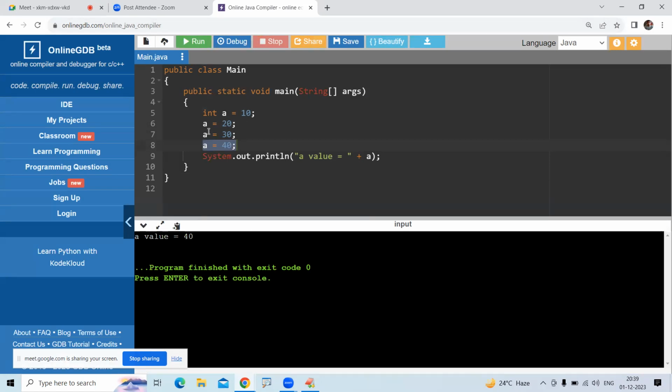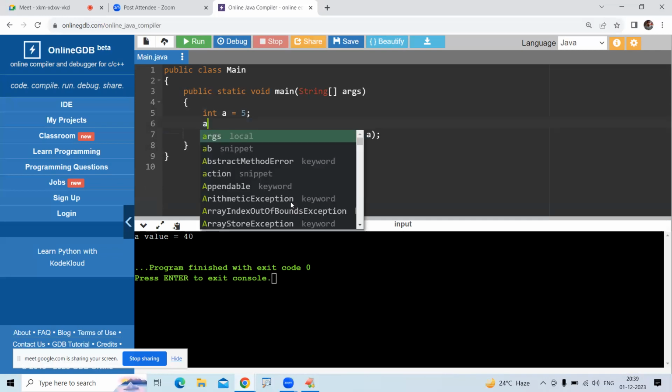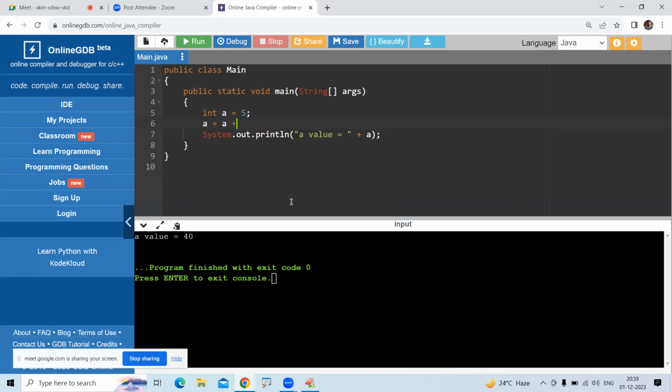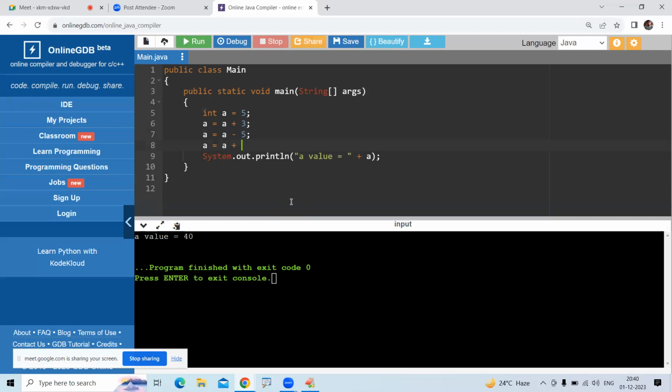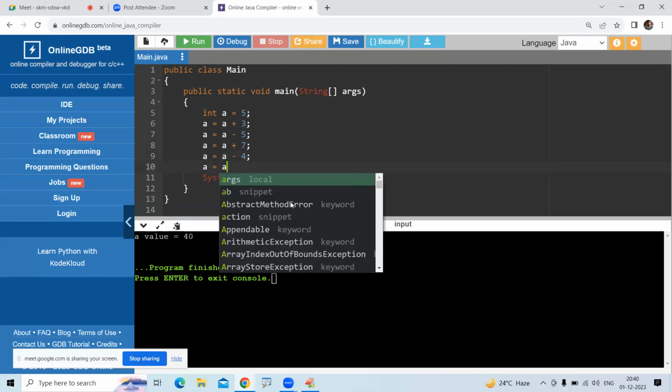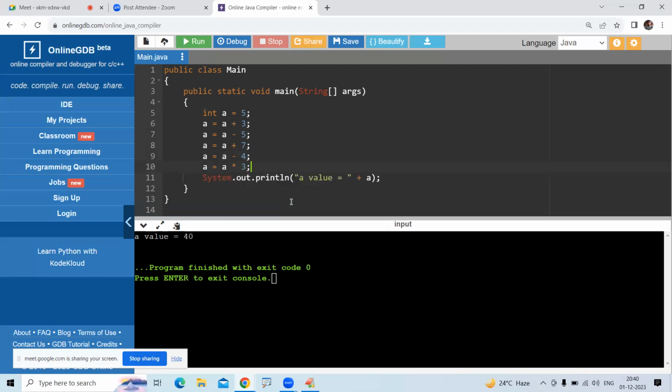See, the value in a variable will always change. Suppose a value is 5. I'm performing simple operations. Suppose a equals a plus 3. Next, a equals a minus 5. a equals a plus 7. a equals a minus 4. All the basic operations I am doing. a equals a multiplied by 3. Then what is the final a value?